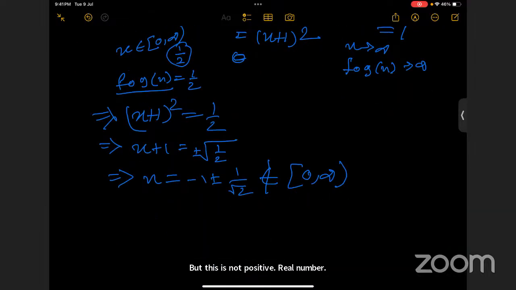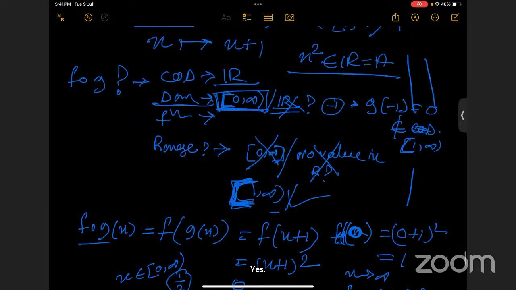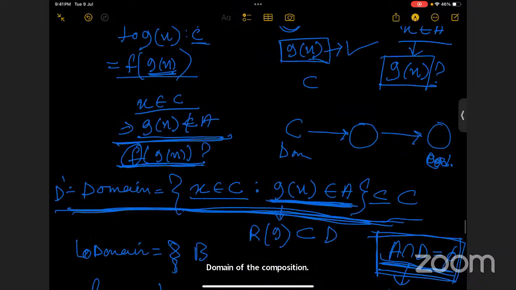Ma'am, over here, when you say the domain, you are talking about the domain of the composition and not x. Yes, the domain of the composition, and for the domain of the composition, we need this condition. Okay, is it now clear? Yes, ma'am.